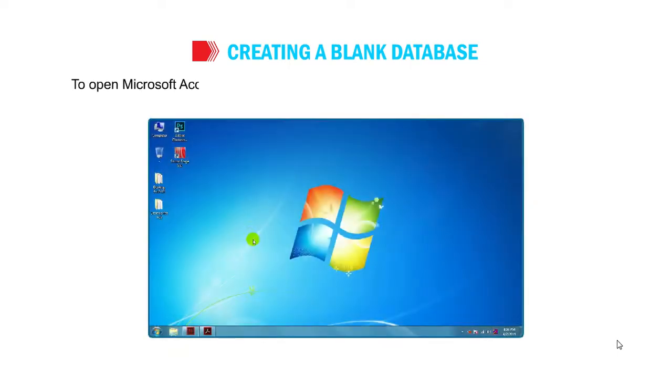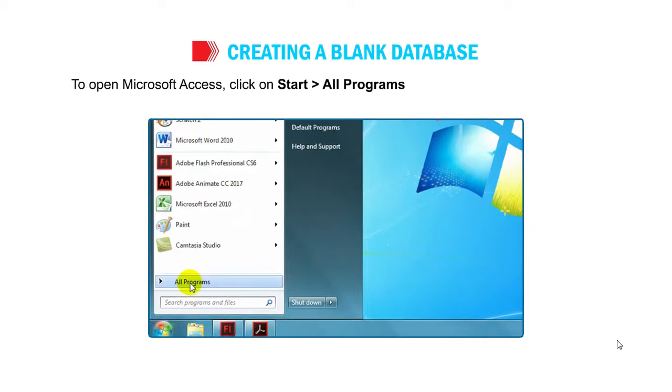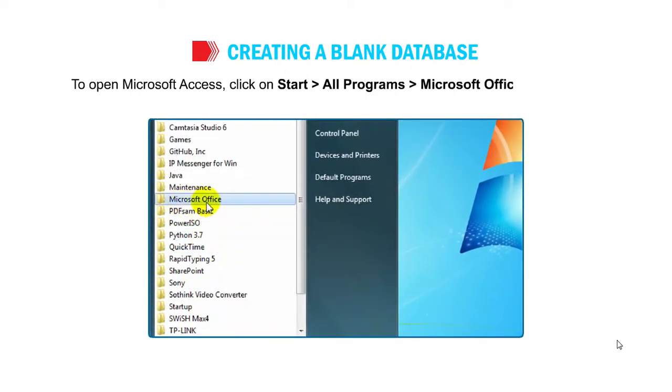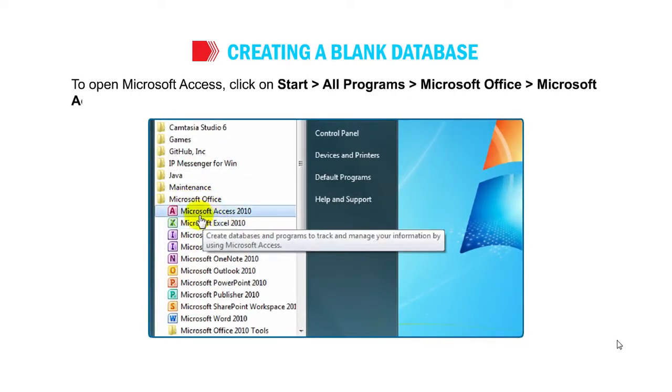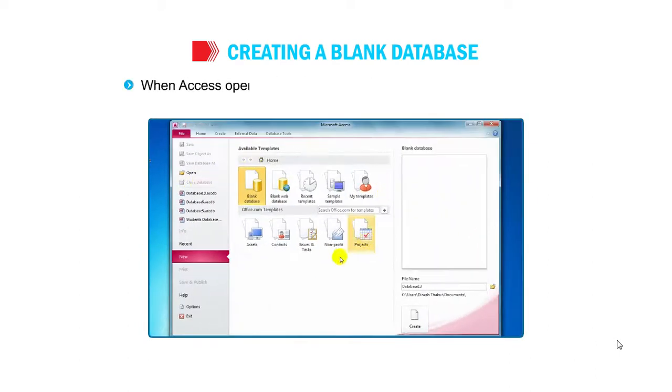To open Microsoft Access, click on Start, then go to All Programs, then go to Microsoft Office, then go to Microsoft Access 2010. When Access opens, you will find the Backstage view on the screen.